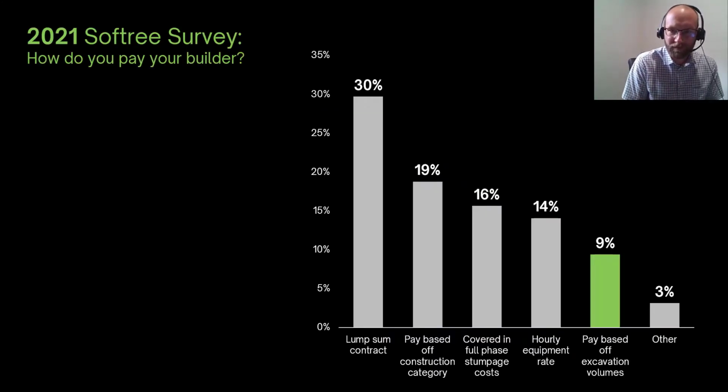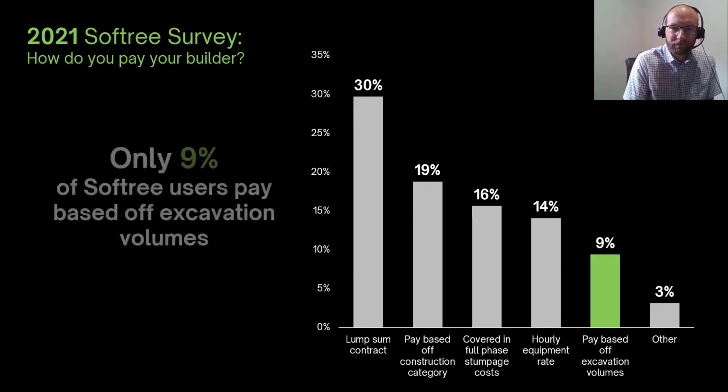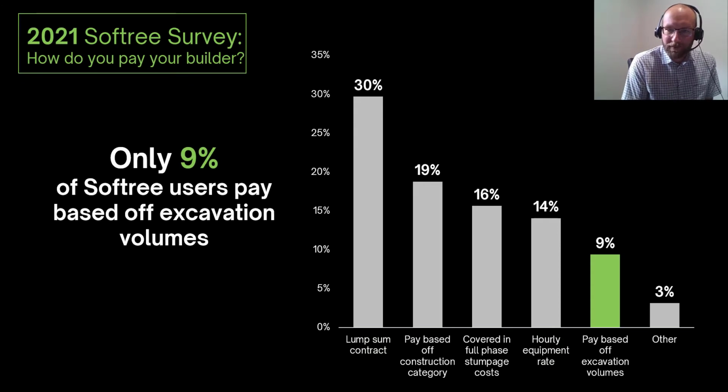So, pay structures. Paying based on volumes of movement is even less common than using it for estimating. Only about 9% of their road building contracts are tied to unit costs and volumes. Now, I'm a big fan of paying based on volumes of movement. It's fair. You pay for work done, no more, no less.